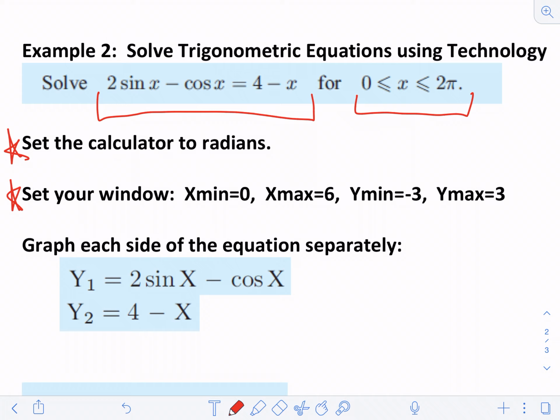Okay, next we want to go ahead and graph our equations, see the intersections. Well, what we're going to do is graph each side of the equation separately. So in my calculator, I'm going to look at graphing the left-hand side and the right-hand side. And that's really what I did.